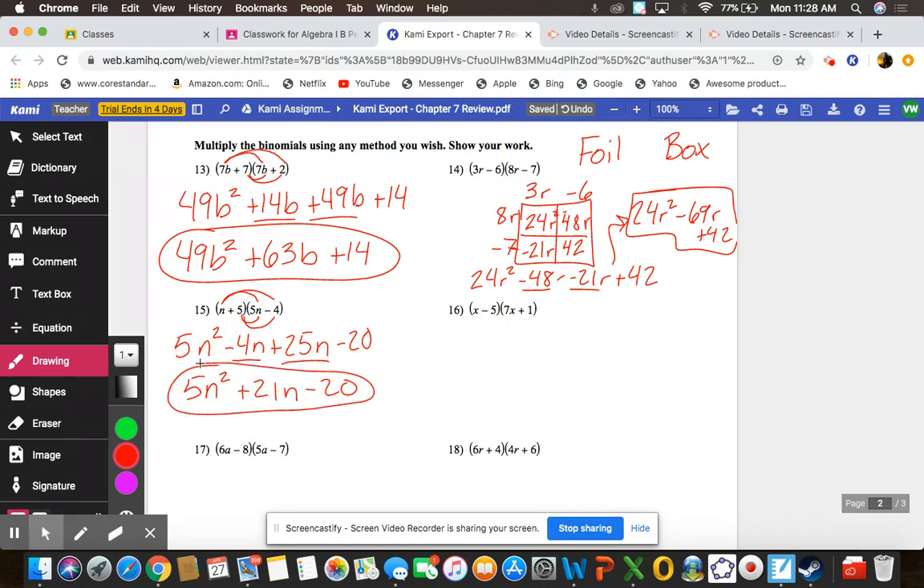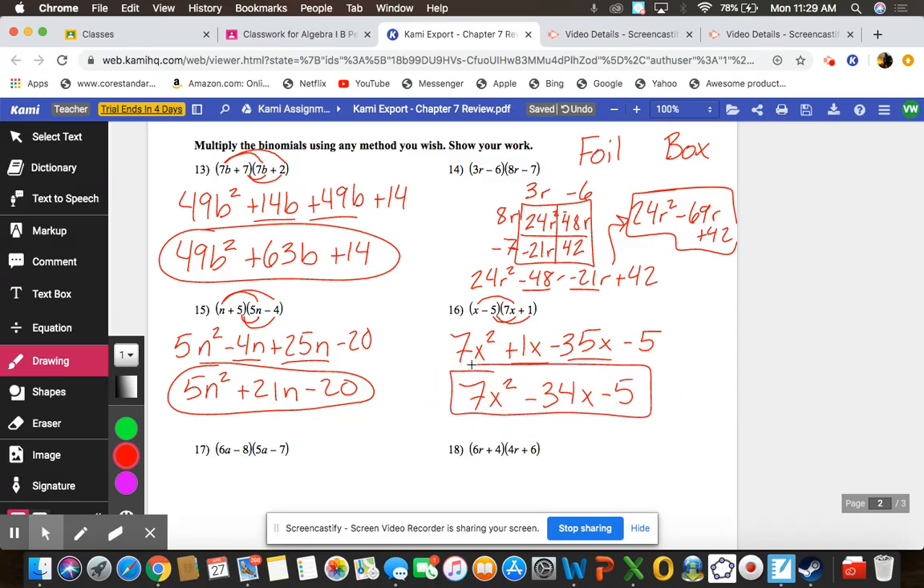Number 16. Once again, I'm going to FOIL because I think it's just a little bit quicker. X times 7x, 7x squared. X times 1 is a plus 1x. Negative 5 times positive 7 is minus 35, so minus 35x. Negative 5 times a positive 1 is negative 5. Combine your like terms. So you've got a 7x squared minus 34x minus 5.